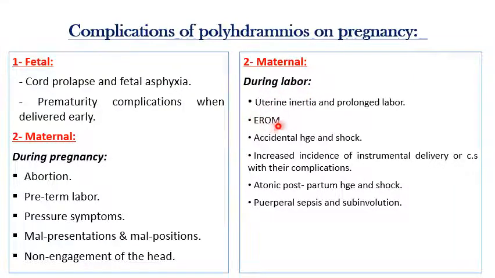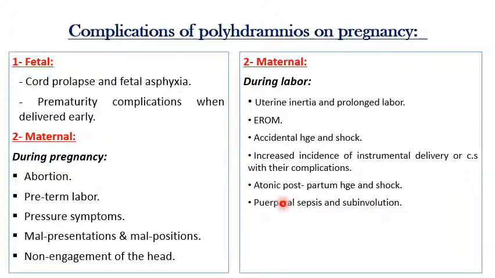Associated early rupture of membrane is another complication for the mother with more liability for infection. Sudden gush of fluid down can lead to sudden drop of the pressure inside the uterus and accidental hemorrhage, and may be associated with shock of the mother. All of this can lead to more liability again of instrumental delivery or cesarean section. Instrumental delivery, cesarean section, and atony of the uterus can give the mother risk for atonic or traumatic postpartum hemorrhage with more liability for shock, peripheral sepsis, and subinvolution.